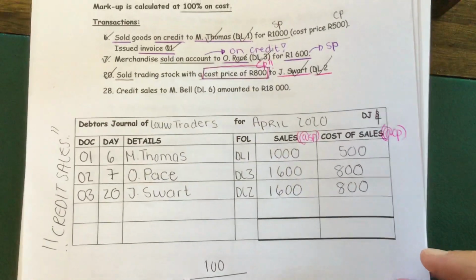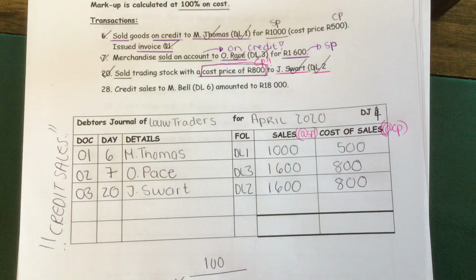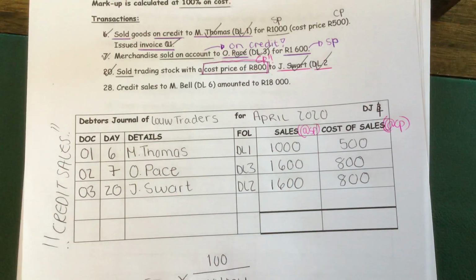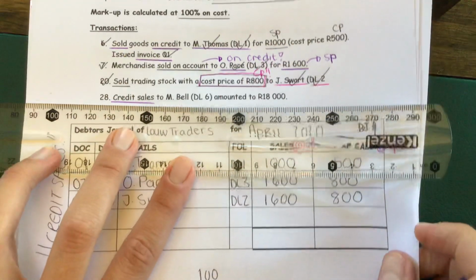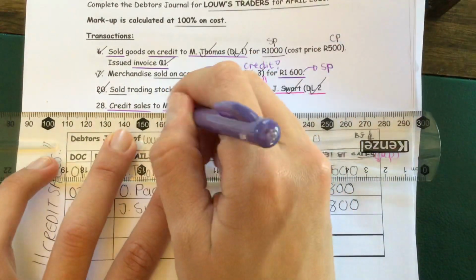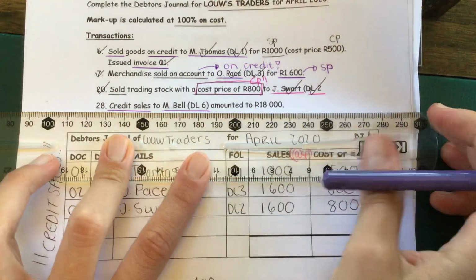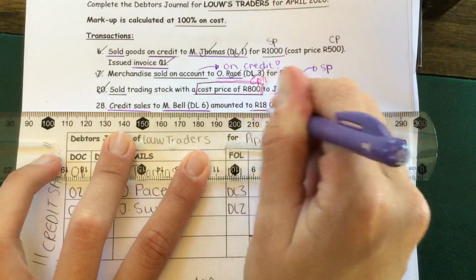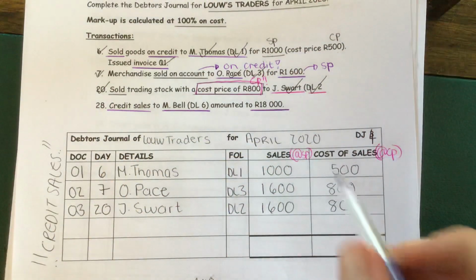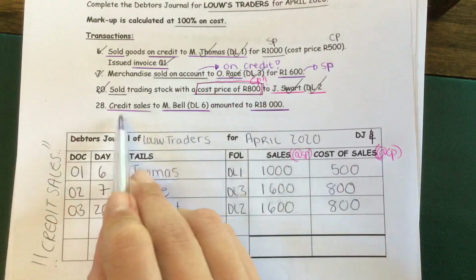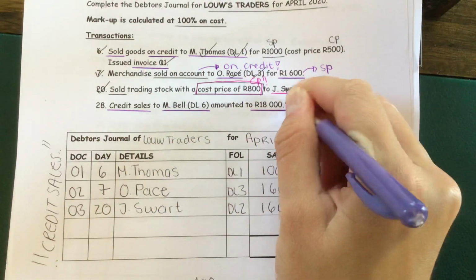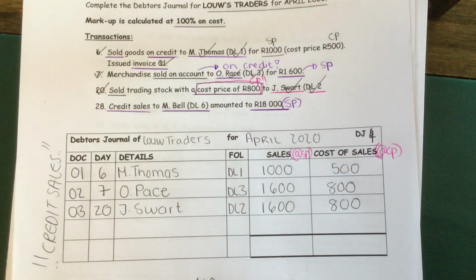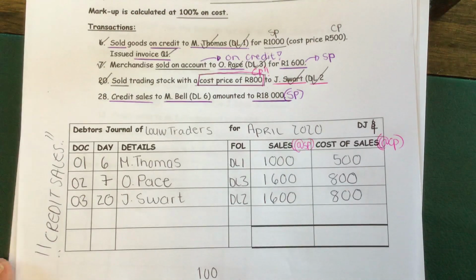Okay, how easy is this? And the last one, number 28. Credit sales, so we know it has to go in the DJ, to M. Bell, which is DL6, amounted to 18,000 Rand. Hopefully you can all agree that this is the sale amount. Therefore, this is the SP. So you will have to work out the CP.